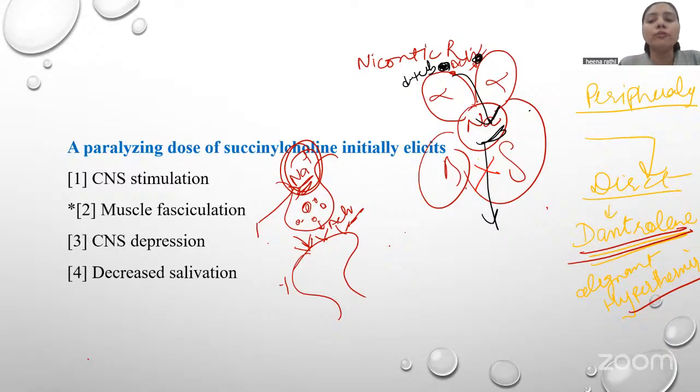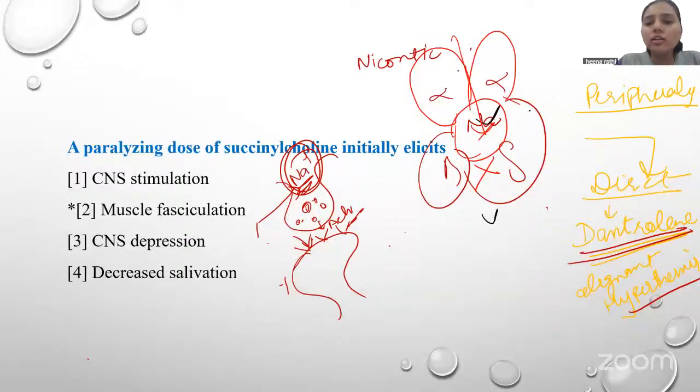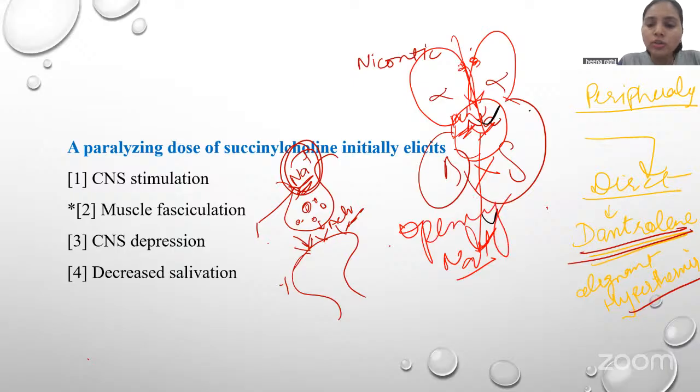But in the case of depolarizing or non-competitive skeletal muscle relaxants, they do not bind on the acetylcholine binding site. They open the sodium channel and are continuously present there. This releases acetylcholine, and there will be opening of the sodium channel initially, which leads to a twitching response. What is twitching? There will be little movements of the muscles, which are called fasciculations.